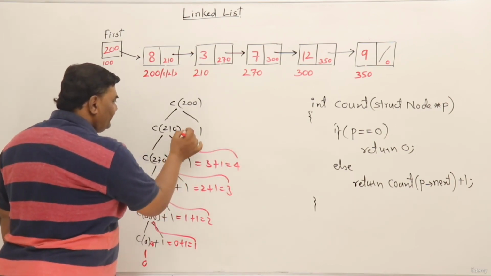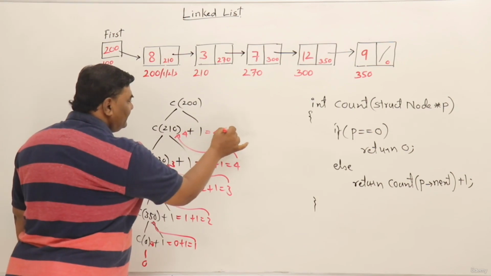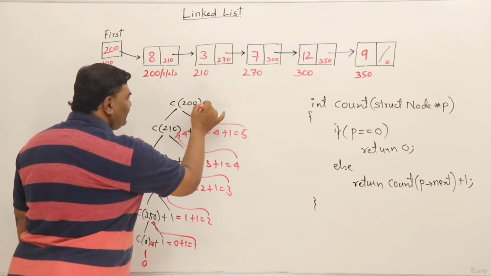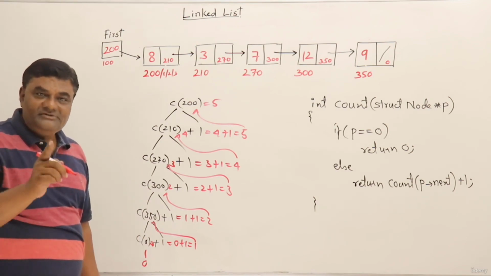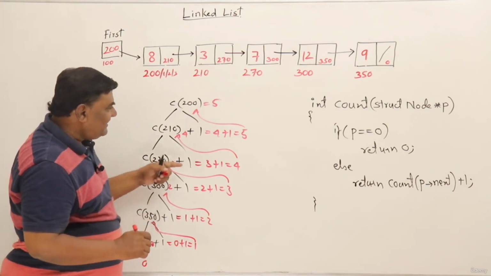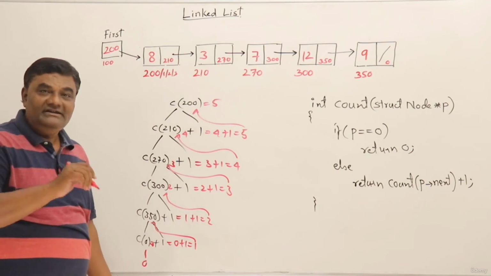So the result of this function is 4. So 4 plus 1 is 5. So the result of this function is 5. So this is how it works. So we can observe that addition is being done at returning time. It is not done at calling time.